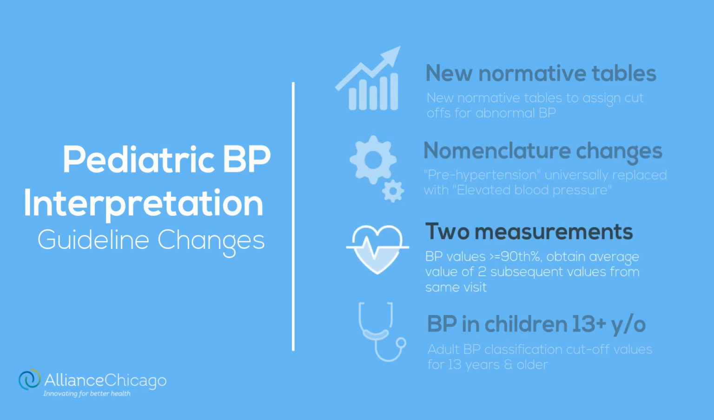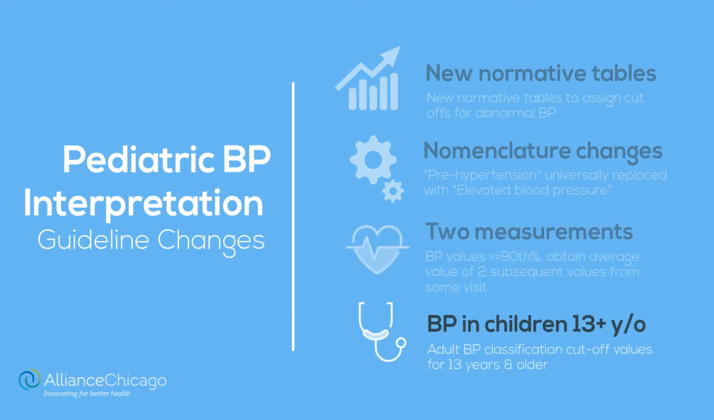Change number 3. If a patient's initial blood pressure is elevated, meaning greater than or equal to the 90th percentile, 2 additional blood pressure measurements, either automated or manual, should be obtained at the same visit and averaged. The averaged measurement is used to determine the child's blood pressure classification.